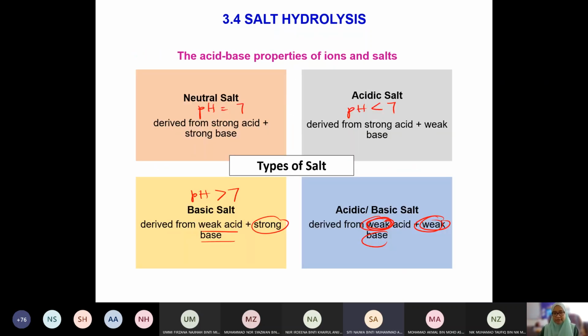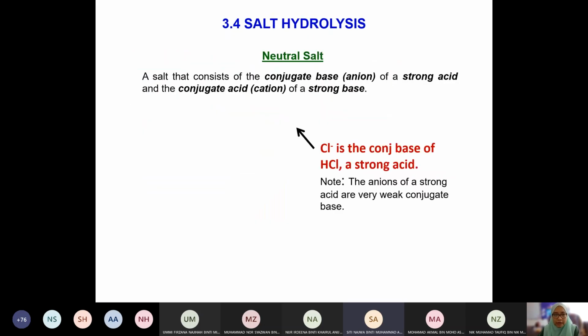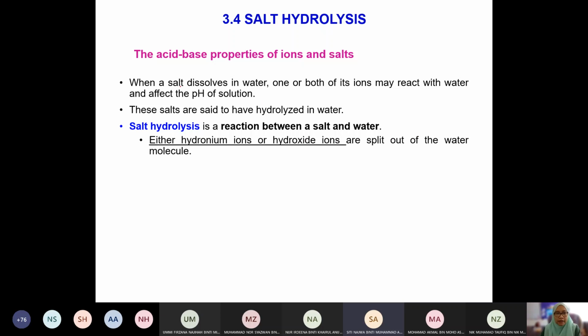So that is the prediction that we can have before we start calculating the pH of the salt. When a salt dissolves in water, that is why it is called salt hydrolysis. Normally the salt will be in aqueous solution, so the salt is in the water. One or both of its ions may react with water and affect the pH of the solution. So imagine we have a salt and this salt will dissociate in water.